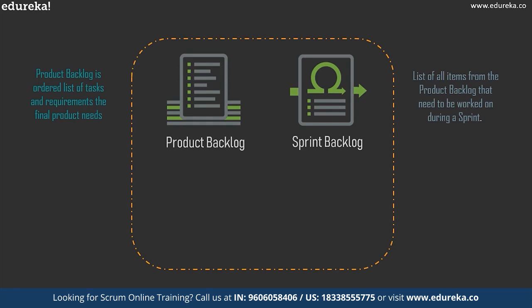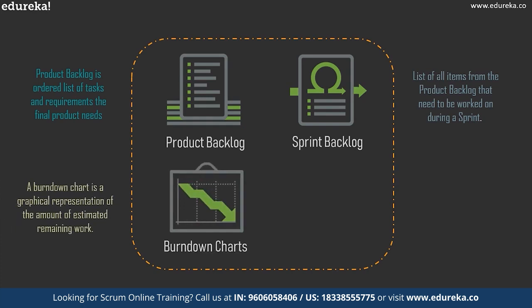Moving on, we have something called burn down charts. A burn down chart is a graphical representation of the amount of estimated remaining work. Typically, the chart will feature the amount of remaining work, usually in hours, on the vertical axis with time along the horizontal axis. When using a burn down chart, remember that if the chart is deviating from the expected remaining estimates, this is only a pointer. You still need to investigate and understand the cause before you can draw any conclusion.